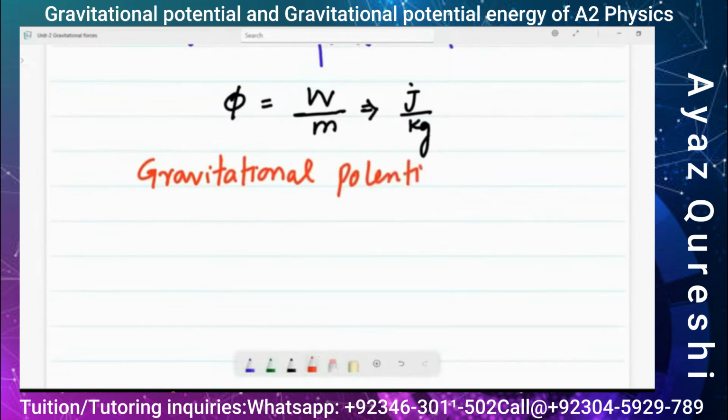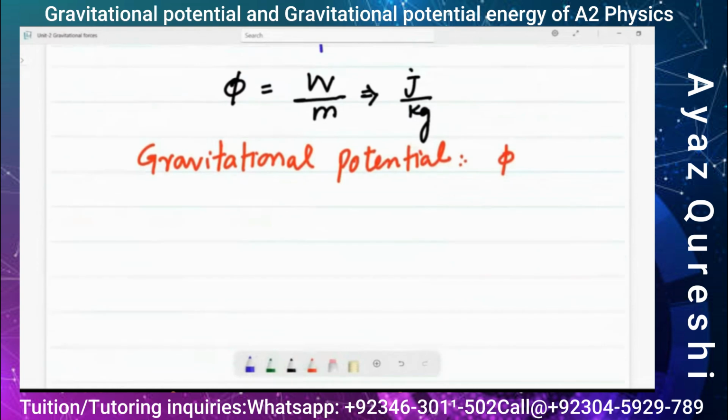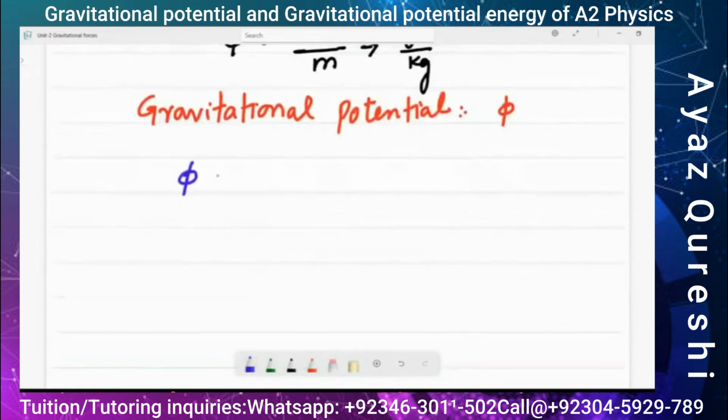For gravitational potential, that will be represented by this, and it is basically work done due to gravity. So phi is equal to the work done due to gravity divided by mass, and what is that work? Work is F into D. So I'm just writing F into D divided by mass.